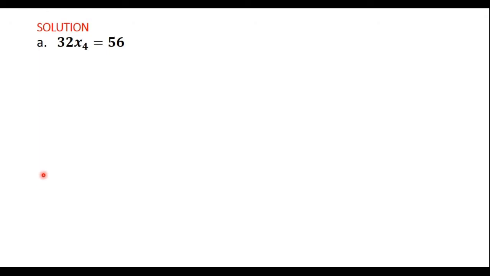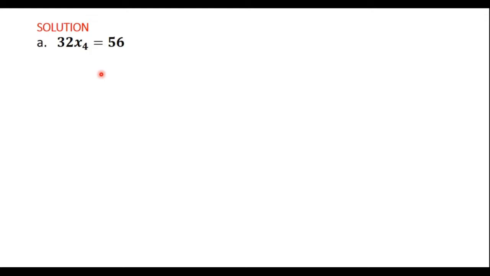Now how do we go about this? You see that we have 56 here. There is no base attached to it, which means that it's in base 10. We have 32x base 4 here. To solve them, they all must be in the same base. Now we have 56 in base 10, so we can easily convert 32x base 4 also to base 10. Then we equate it to 56, which is already in base 10, and we start solving from there.